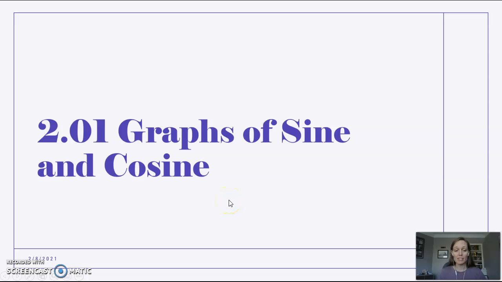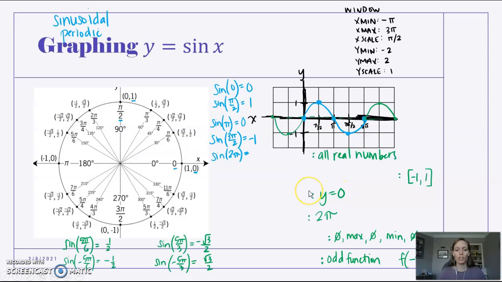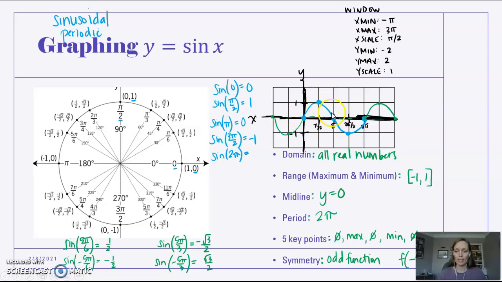All right, so as promised, here's the video to add to what we did in class today with graphs of sine and cosine functions. We had a long discussion today about the basic graph of sine of x. We talked about those 5 key points: the graph of sine of x starts at 0, goes up to its max, down to its 0, down to its minimum, and then back to 0. And that's a full cycle for sine of x.